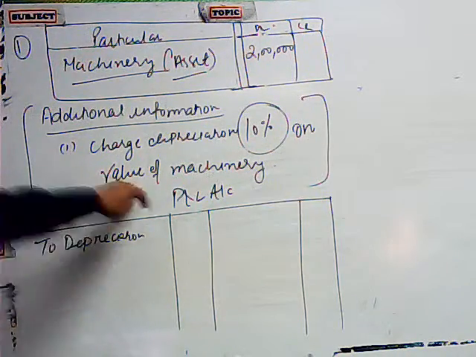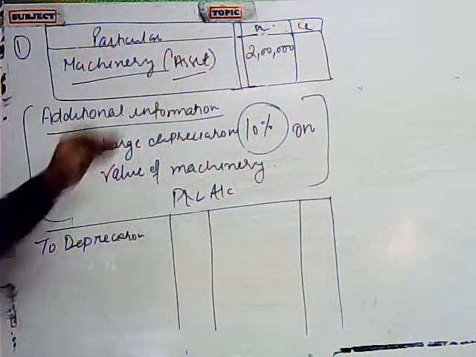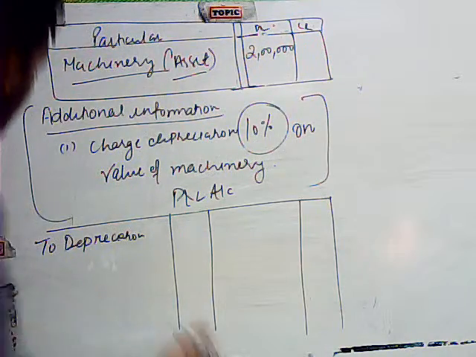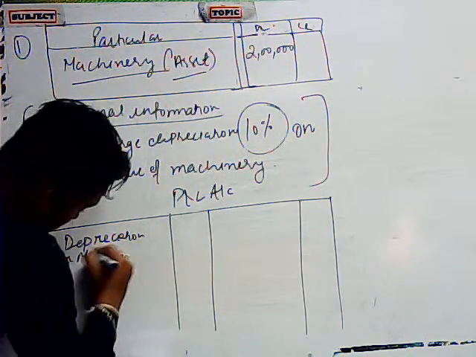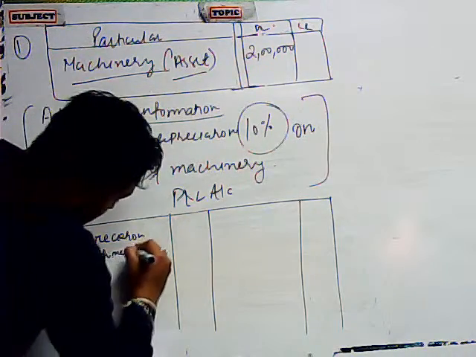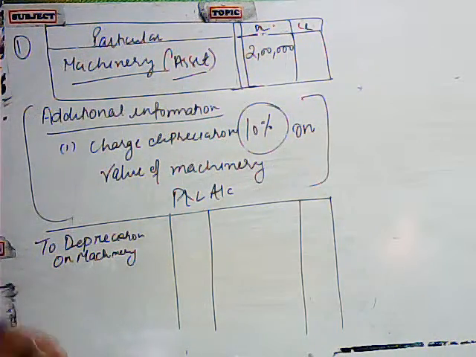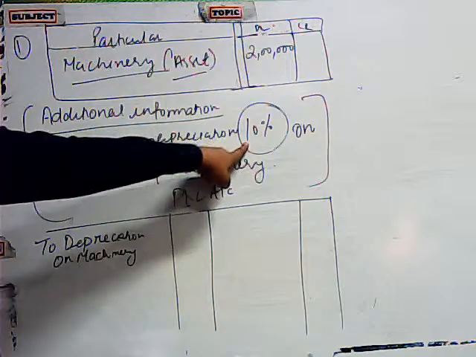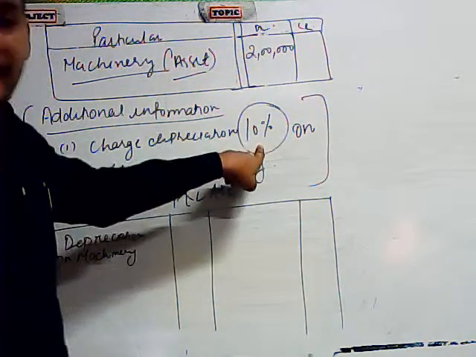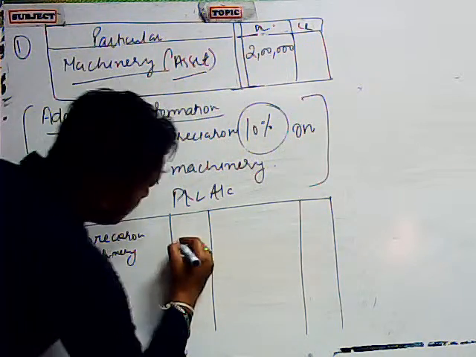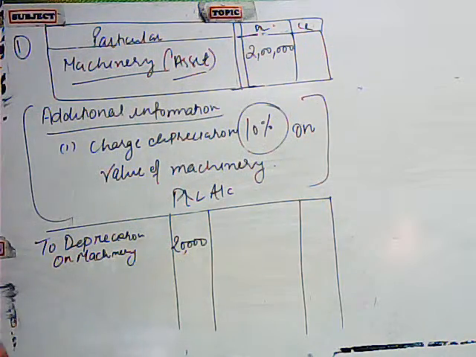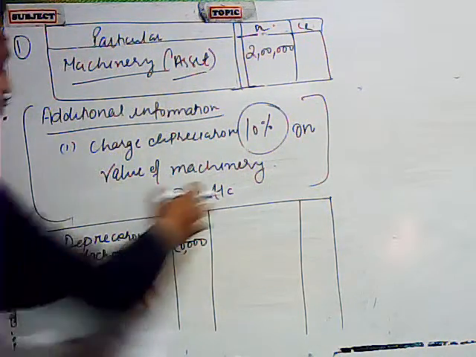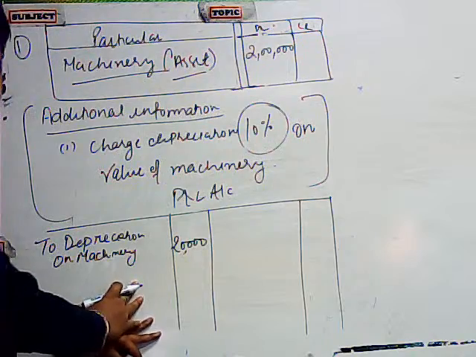Here we only have machinery. We don't have any other fixed asset. So we can simply write depreciation on machinery at 10%. So 10% of 2 lakh is 20,000. Clear? So this is how we have to record it under the profit and loss account.